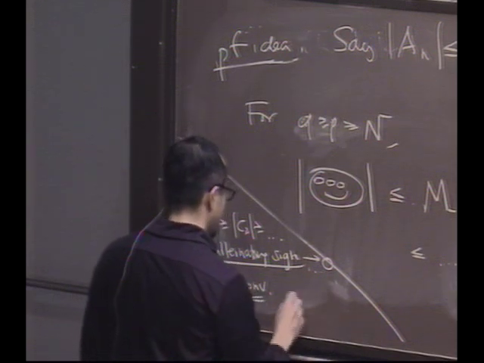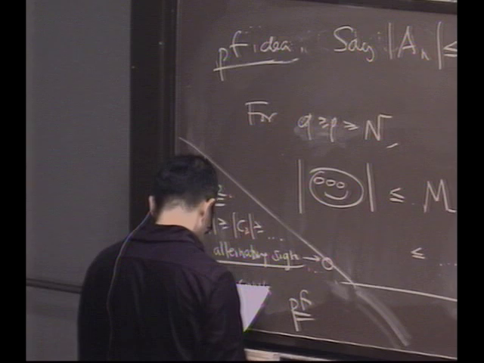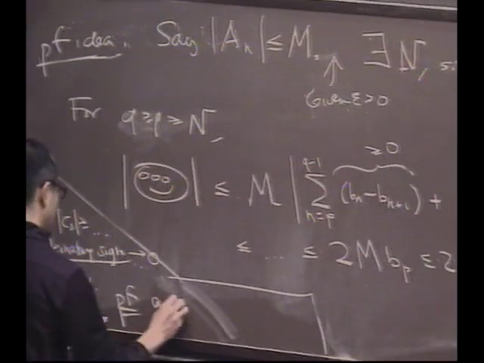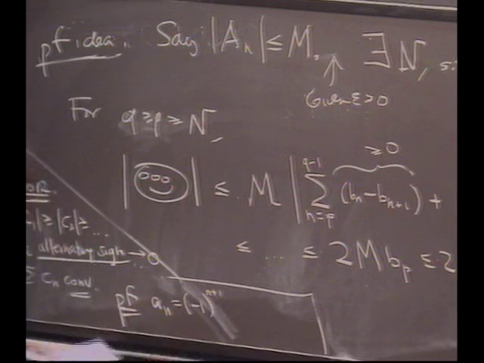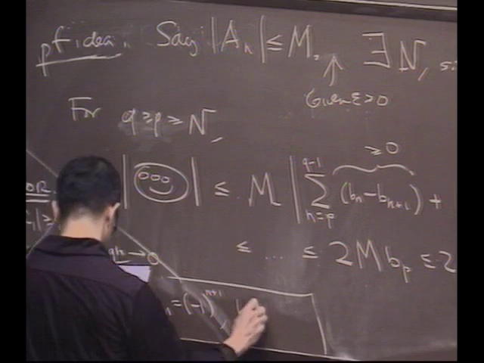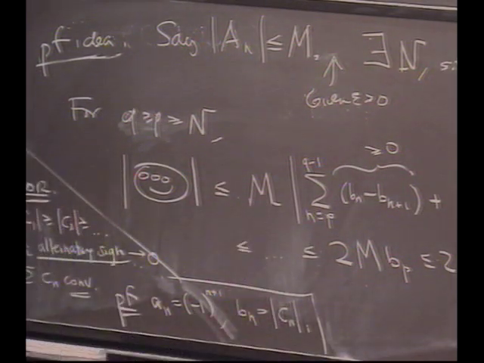In our proof, as for a's and b's, we'll just let a_n be the alternation, minus 1, plus 1. Its partial sums are basically ones and zeros, so it's bounded. And for the b_n's, we'll just use the absolute values of the c_n's. Done. Okay. Very nifty.